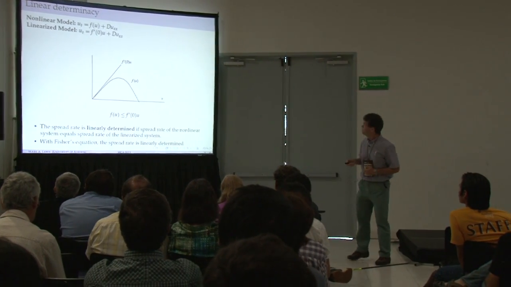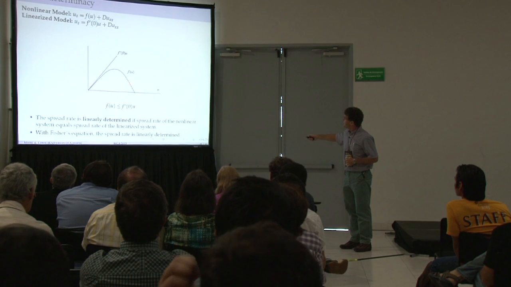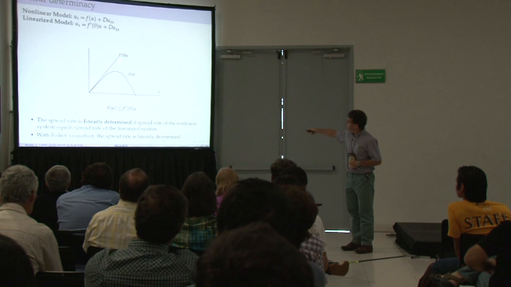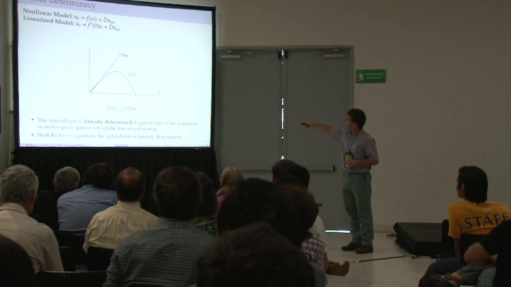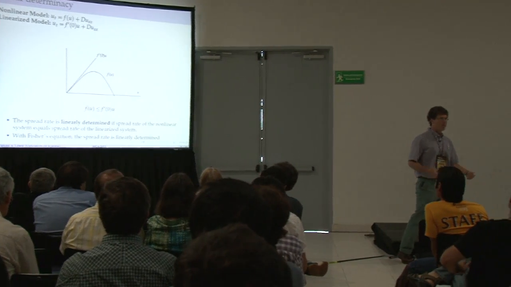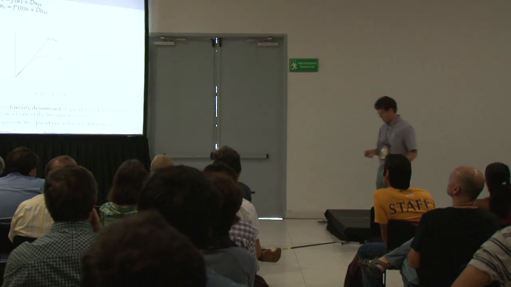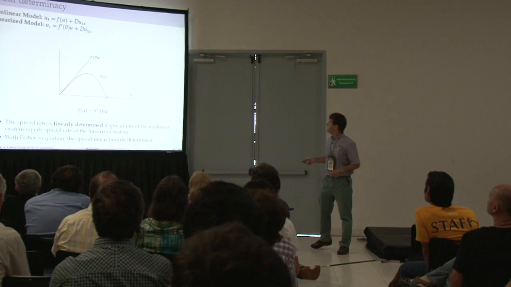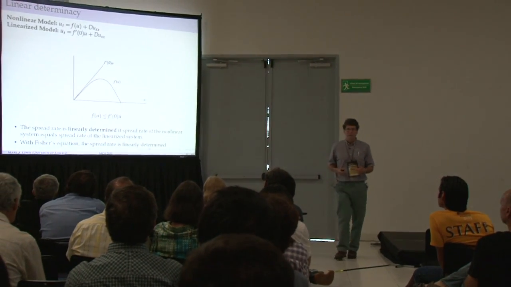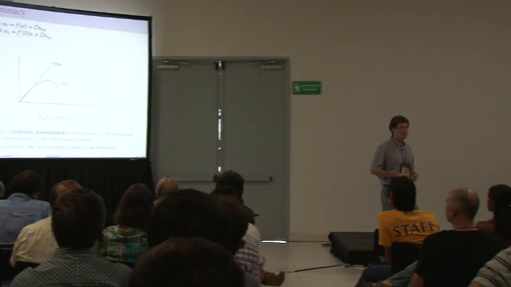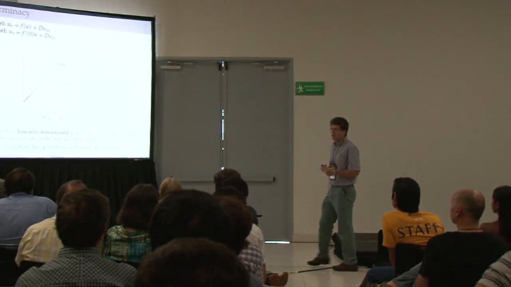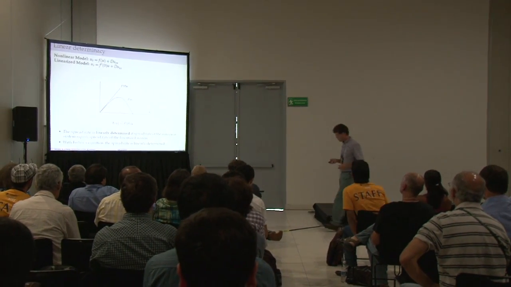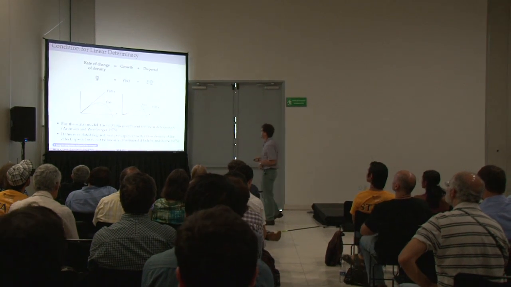So let's look at the system that we're interested in. And this is our growth function, and there's an equilibrium at 1 here, and there's an equilibrium at 0. And we're going to linearize about the 0 equilibrium. We'd like to replace the nonlinear model with a linear model because we can solve linear models, and often we can't solve nonlinear models. So we say the spread rate is linearly determined if the spread rate for the nonlinear system is the same as for the linearized system. And if this is the case, then we're happy because we can calculate the spread rate for a linear system. And it's true for Fisher's equation.